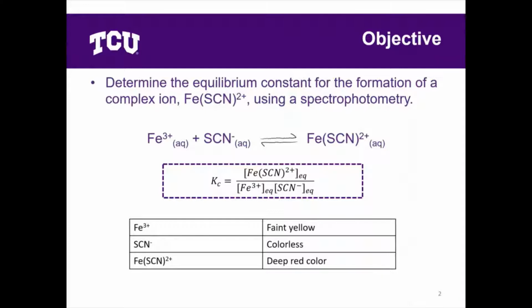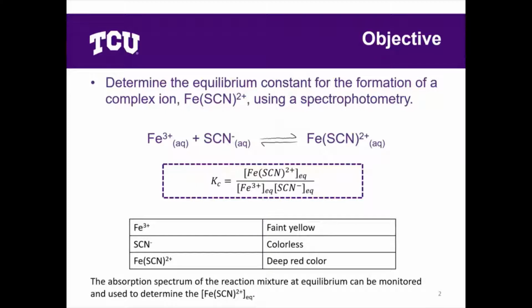The reason we can take advantage of spectrophotometry to do this, or the advantage of this reaction, is iron 3+ ions, when they're dissolved in solution, are a very faint yellow color. The more dilute the iron, the harder it is to see that yellow color. Thiocyanate is colorless, while the complex you're forming is a deep orange or red color. So we can use spectrophotometry, or light, to measure the color absorbance of these species, because we're going to use a faintly yellow sample, a colorless sample, and we're going to make a deep red color.